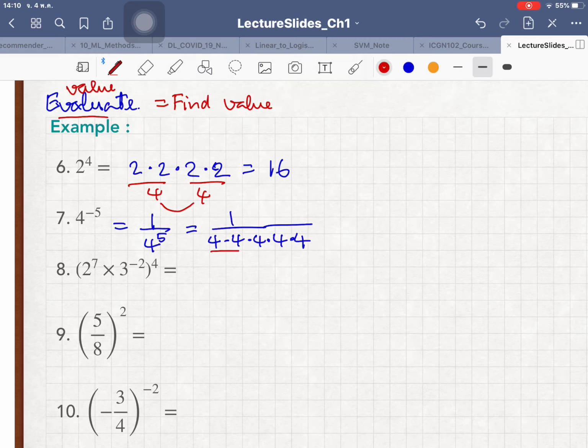If you multiply 4 and 4, you get 16. 4 and 4, you get 16 again. Then if you multiply 16 and 16, now you get how much? 256. For the last step, you multiply 4 and 256, you get 1024.